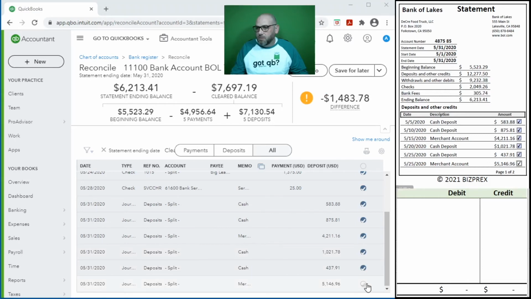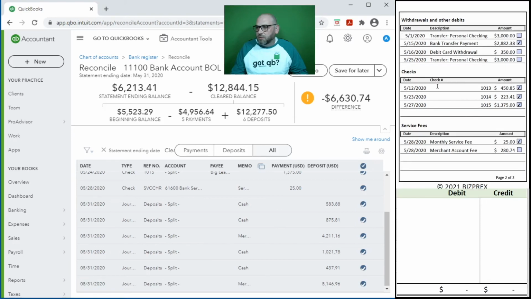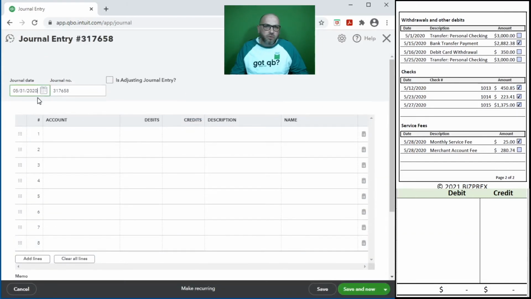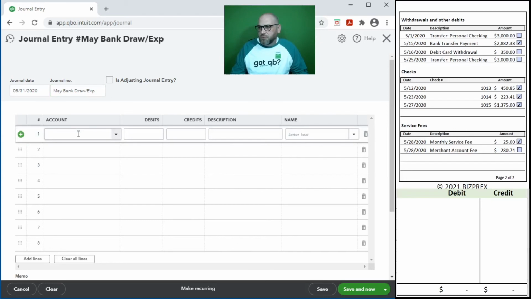Okay, here it is. We're still off, right? But that's okay because we still have draw and merchant account fees. So let's go ahead and book those. And we can book them as one entry, right? So May bank expense, right? Okay. So let's first of all see what's happening.